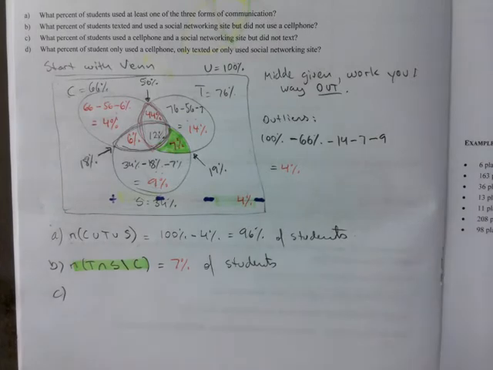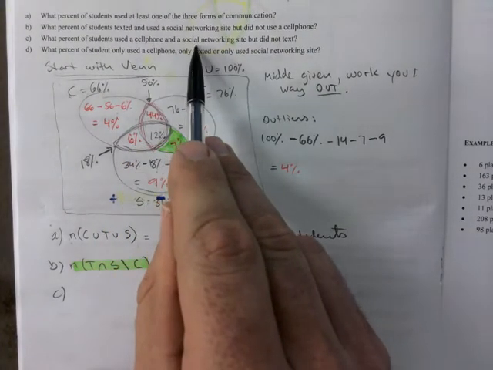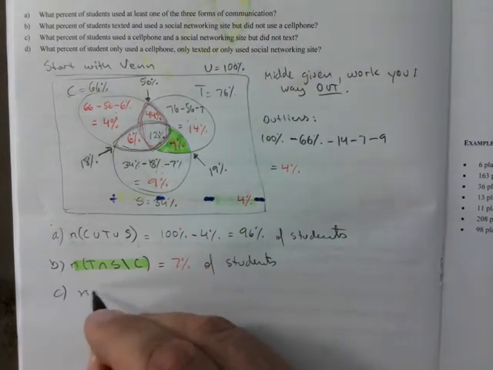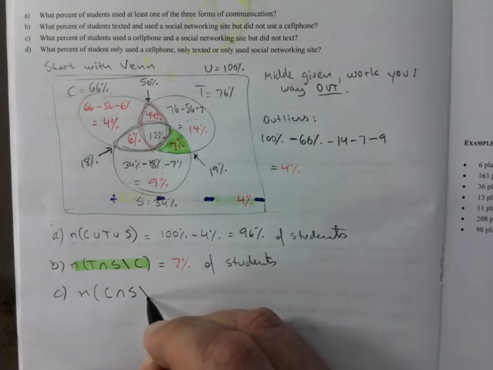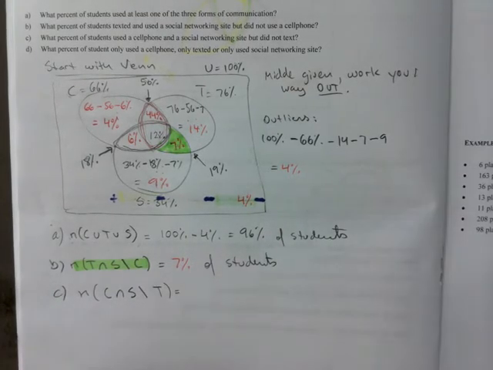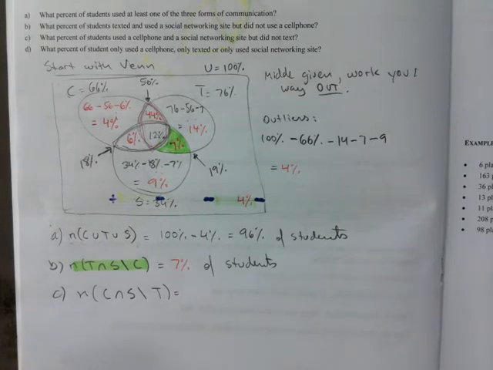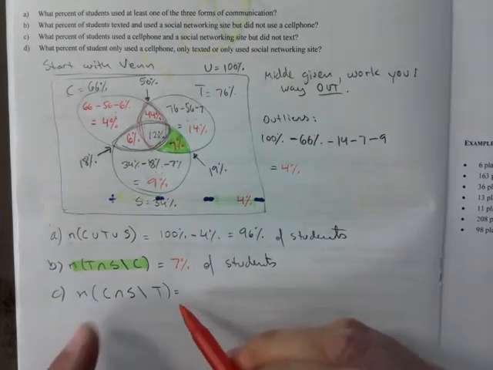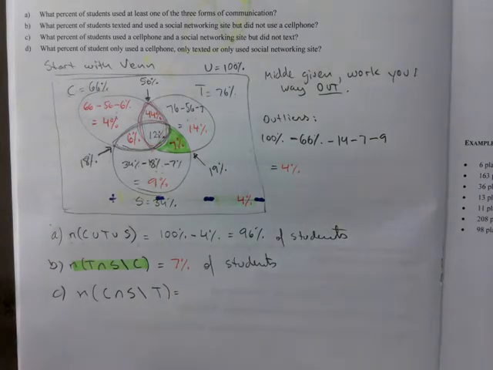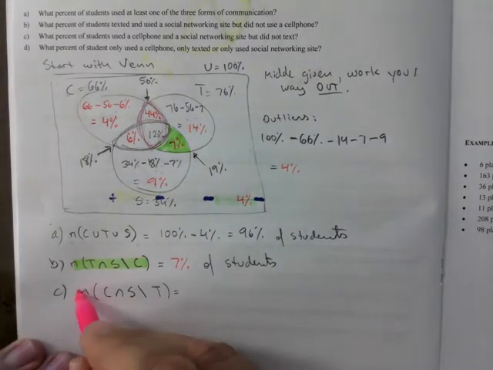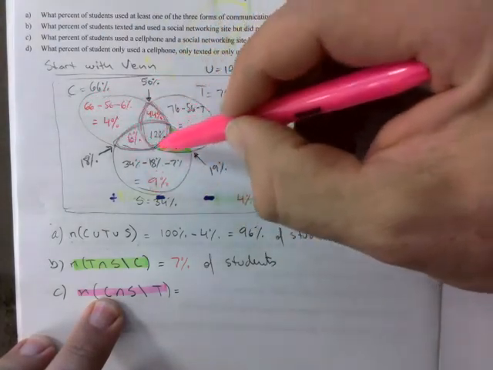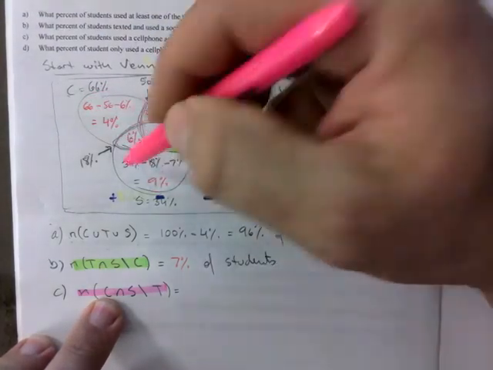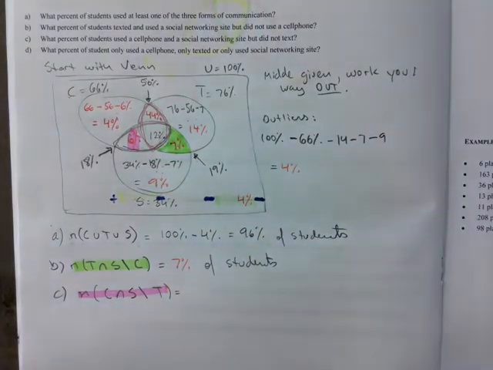C. What percent of students use a cell phone and social networking but did not text? Number of students that did cell phone and social networking but did not text. Does that even exist? Students that do not text, but anyways, in this case it does. I'm going to use a different highlighter. This piece, C and S. C and S is this intersection, but do not text, right? So it's just asking for the 6. So 6% of students.